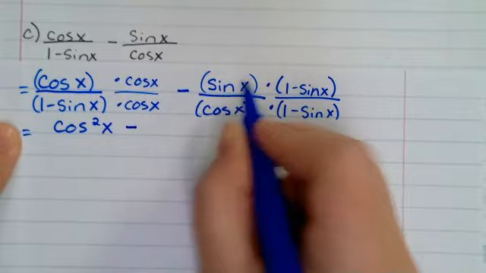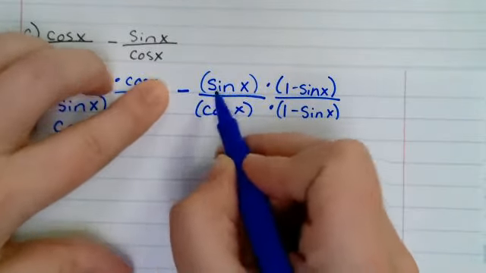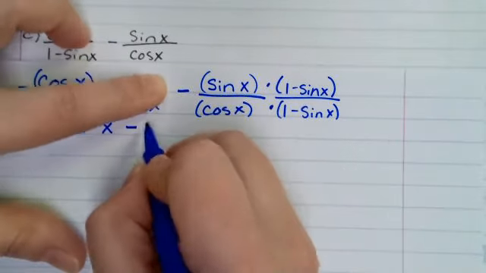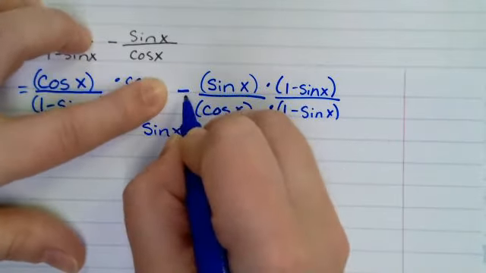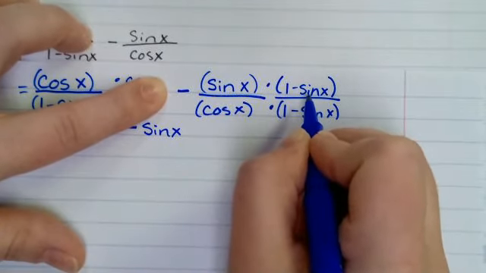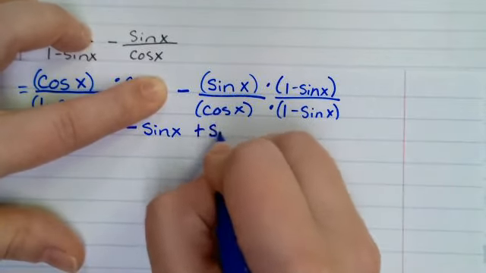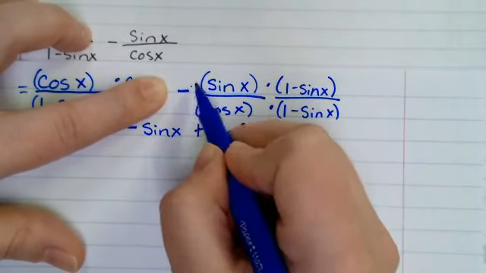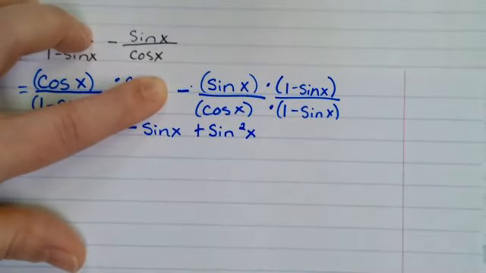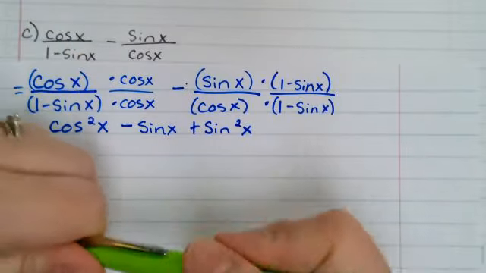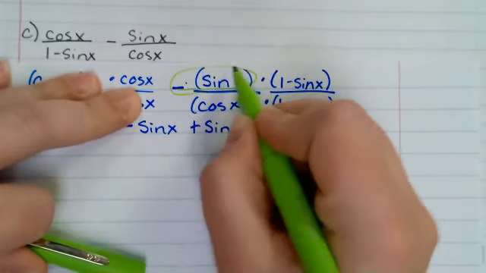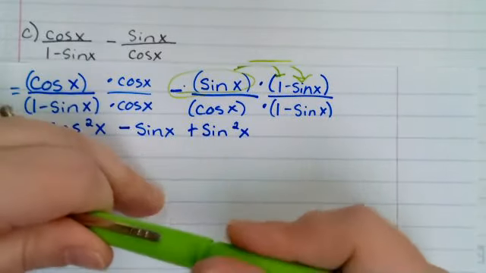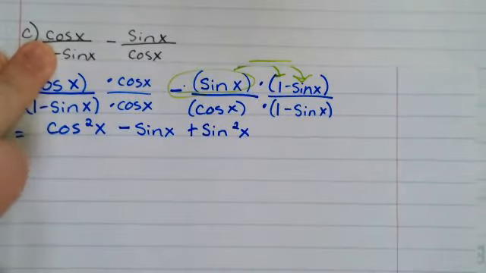This next one, I'm going to go ahead and distribute this negative sine of x, because that's really what's happening here. Negative sine of x times 1, negative sine of x. Negative sine of x times a negative sine of x makes a positive sine squared x. So this negative belongs to this sine. Keep that in mind. When you are taking this whole thing and distributing it, the negative has to go with them. All right, that's the numerator.